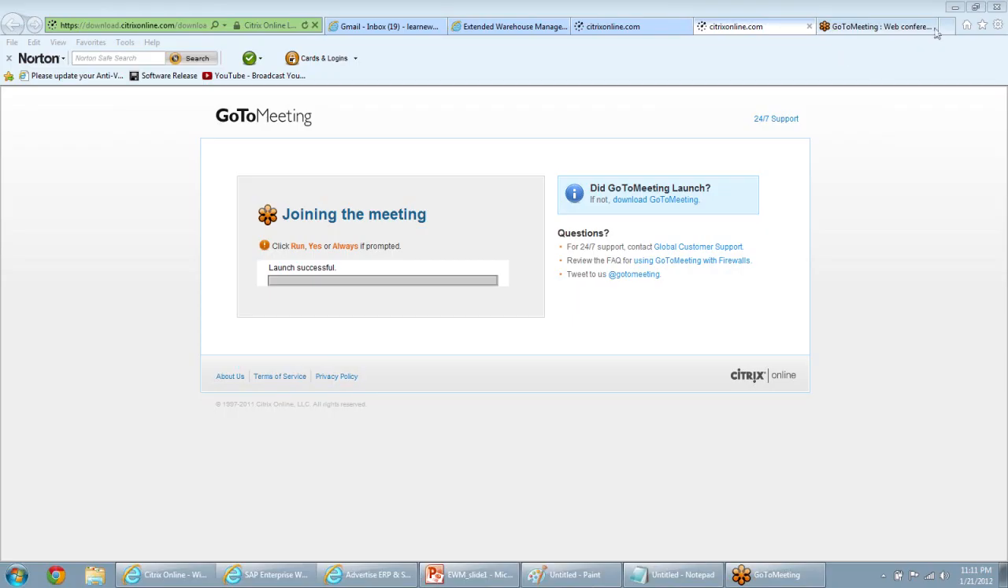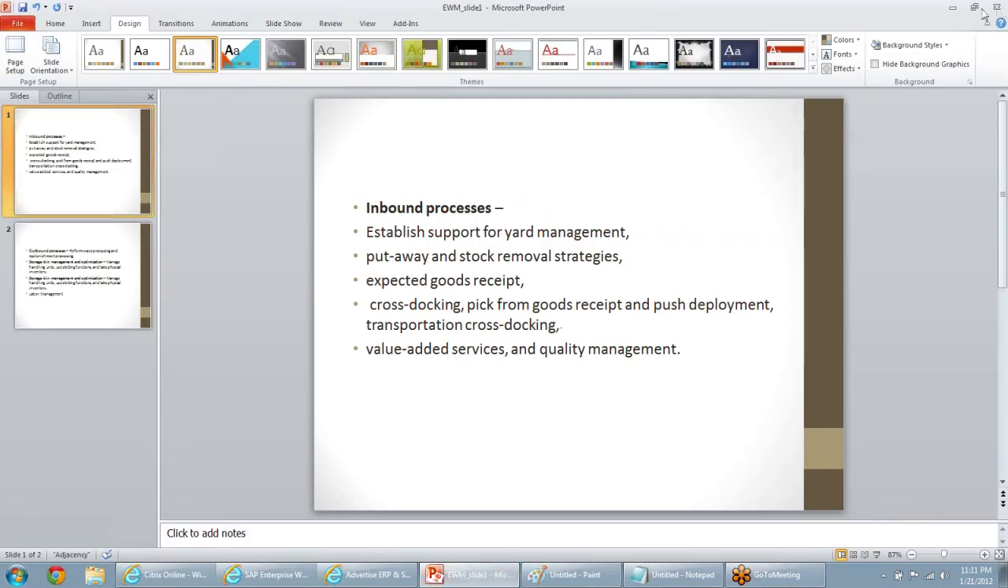Can you see my screen? Okay, there is a slide which I kept. Now you can see the slide.